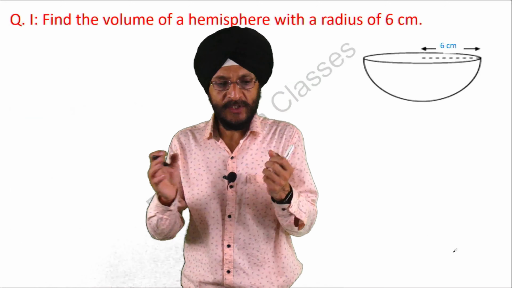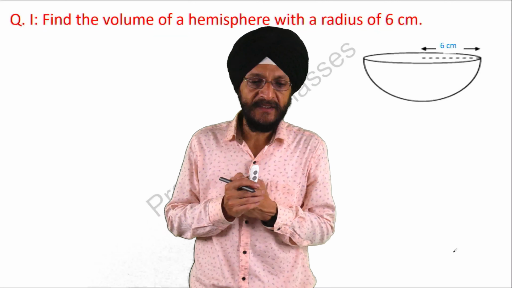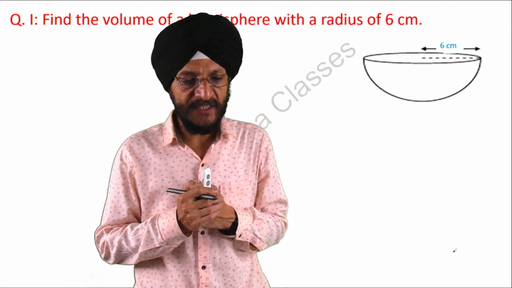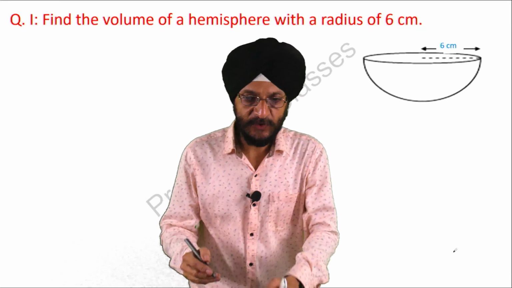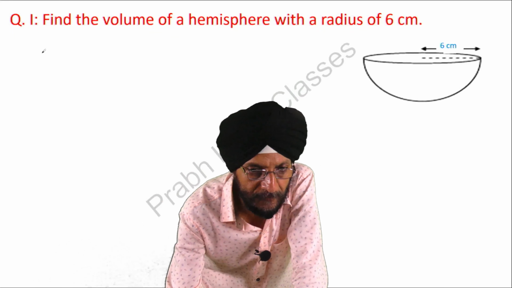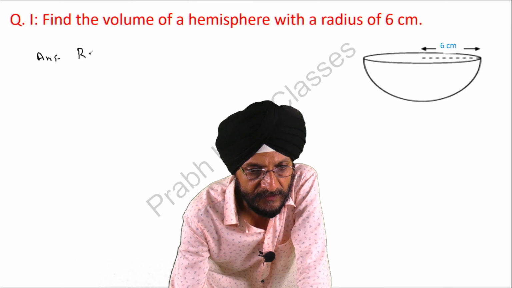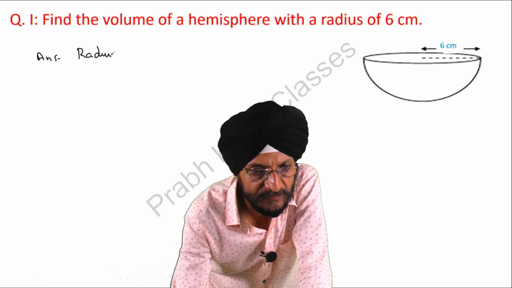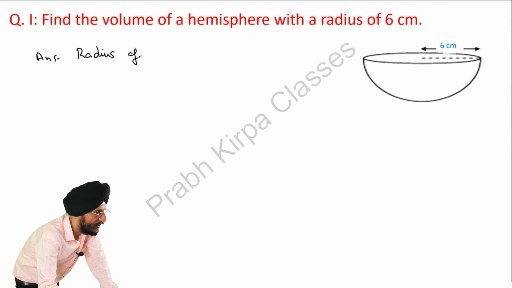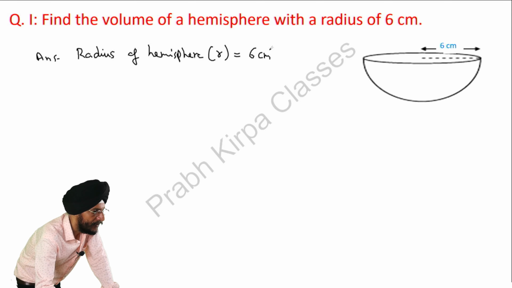Now the question before us is, find the volume of a hemisphere with a radius of 6 centimeter. Now what is given? We have been given the radius of hemisphere, r is equal to 6 centimeter.